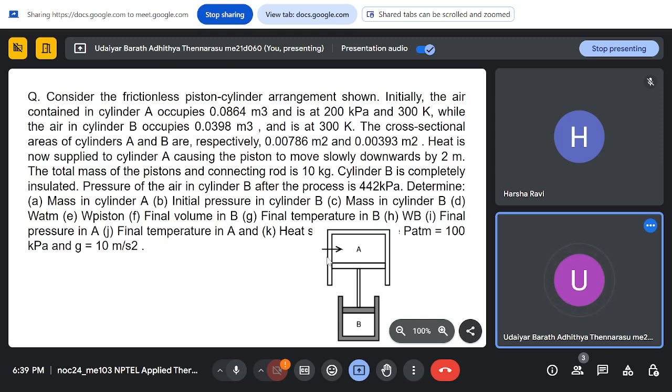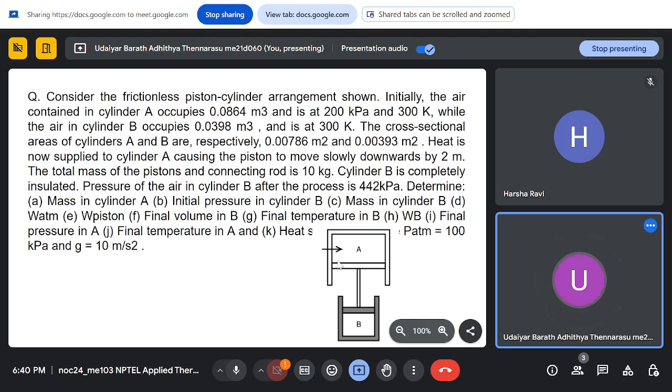So this is how your system is. The cross-sectional areas of cylinders A and B are respectively 0.00786 meter square and 0.00393 meter square. So you have two piston-cylinder arrangements with a common shaft, and you have initial states which are being specified.